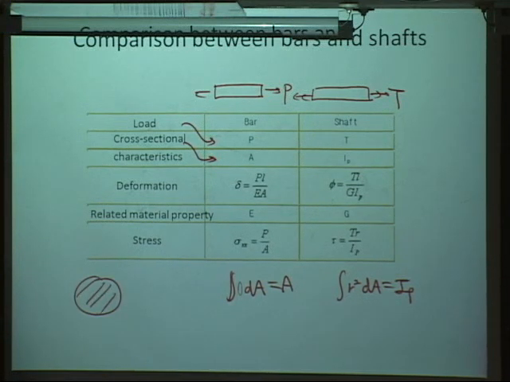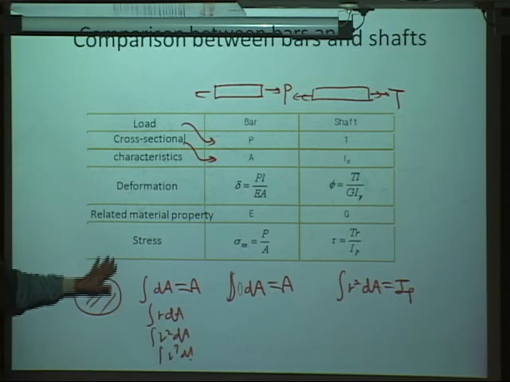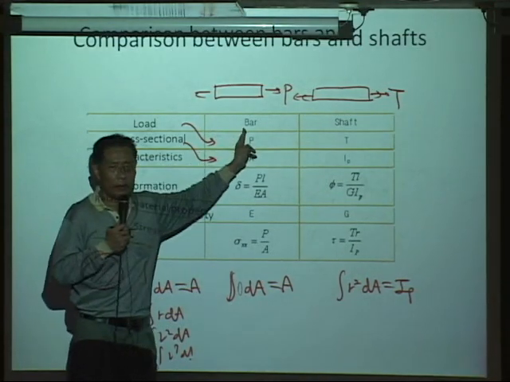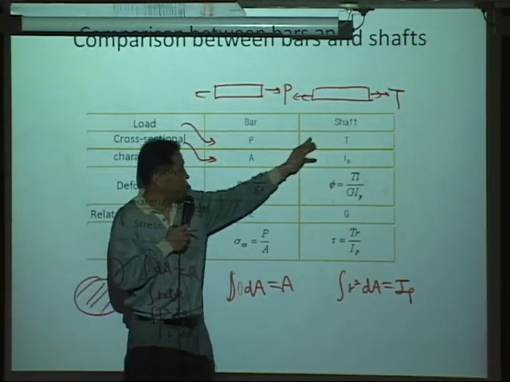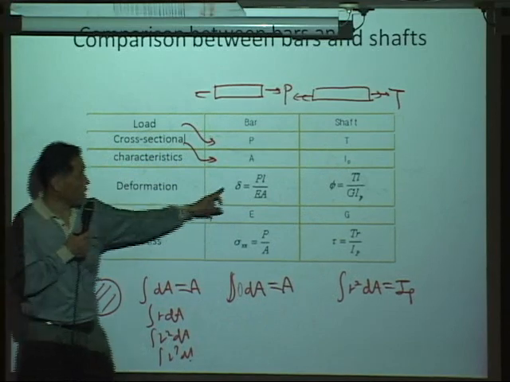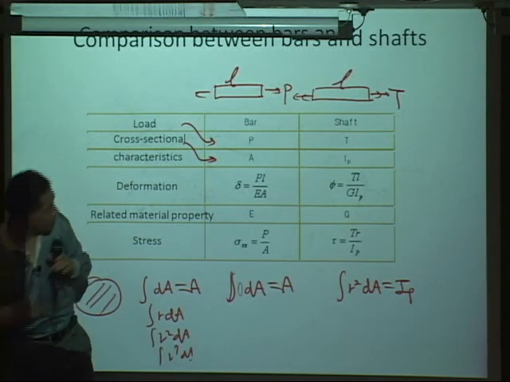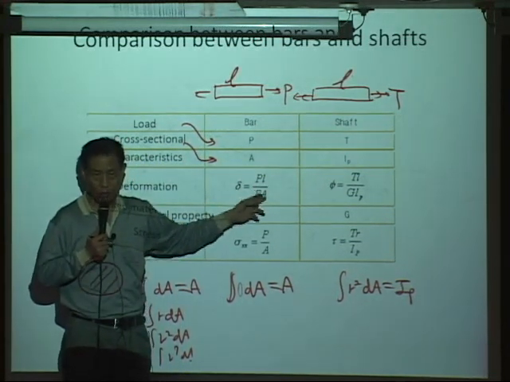We can have many different ways of defining the properties of these cross-sections. We can integrate dA, which is simply A, or R dA, or R squared dA, or R to the third power dA, many terms, which can represent characteristics of these cross-sectional properties. For the bar we have the cross-sectional area A, and for the shaft we have the polar moment of inertia. Now, the deformation delta is simply P times length L divided by EA. You know that, right?